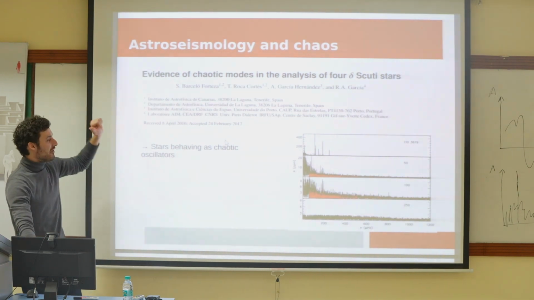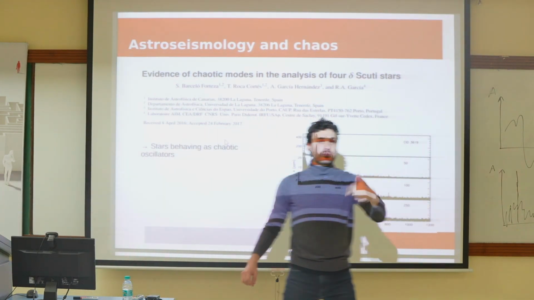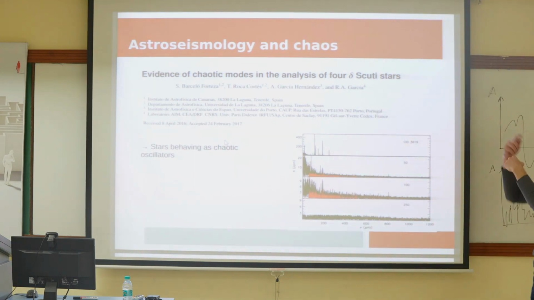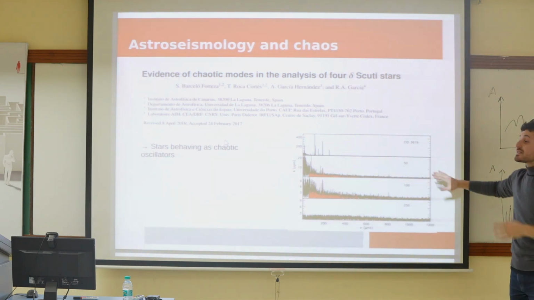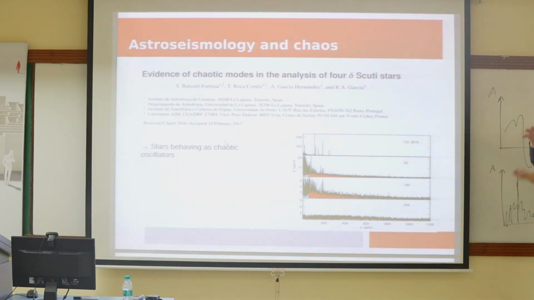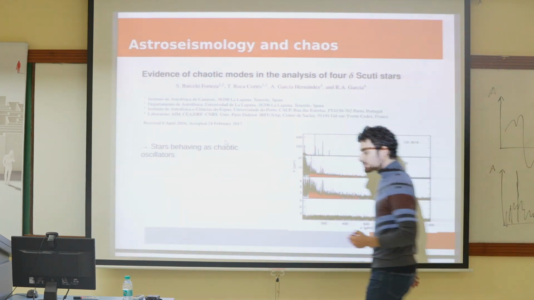So what we've seen so far is chaos can occur in planetary systems. We saw the resonance and the kicking out of satellites happening with the Nice model in the solar system. It can also happen in stars themselves. So stars are oscillators that can potentially display chaotic modes.